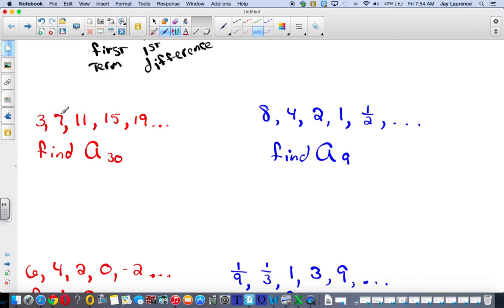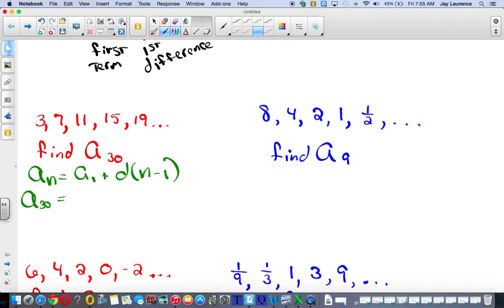We've got 3, 7, 11, 15, 19, and we're told to find a sub 30. Well, first thing I'm going to do is write down this formula. A sub n equals a sub 1 plus d times the quantity of n minus 1. I'm going to fill in everything I can. I don't know a sub n, but I'm looking for a sub 30. I'm going to figure out the 30th term.